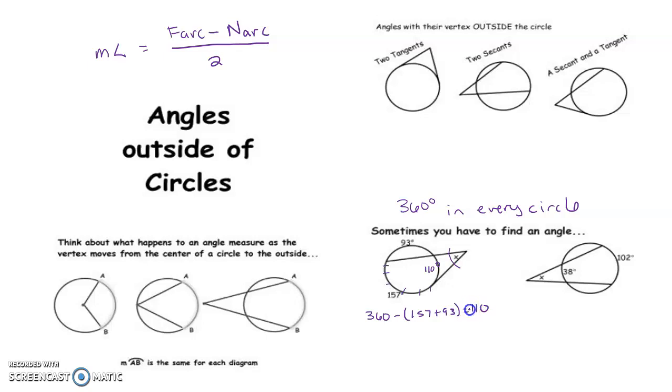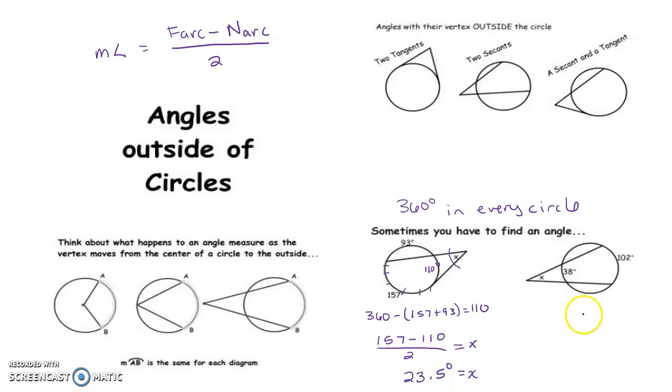Now I'm just able to use my formula. My far arc minus my near arc divided by 2 equals my angle measure. And I can just either put that in the calculator or just figure it mentally. But it's going to be 47 divided by 2, so I'm going to get a little decimal. That's my angle measure.